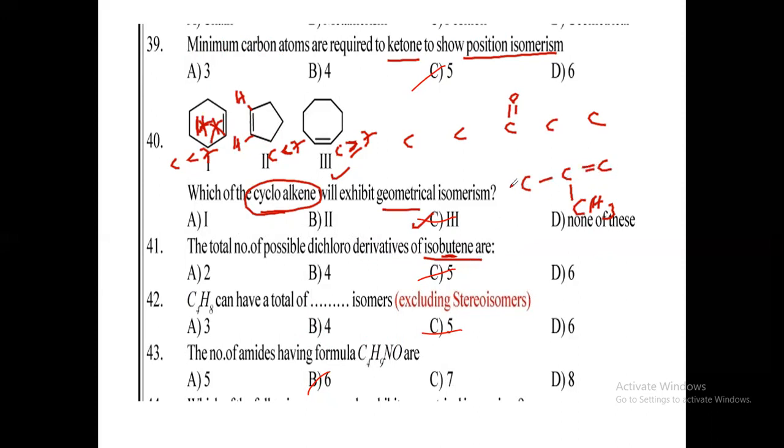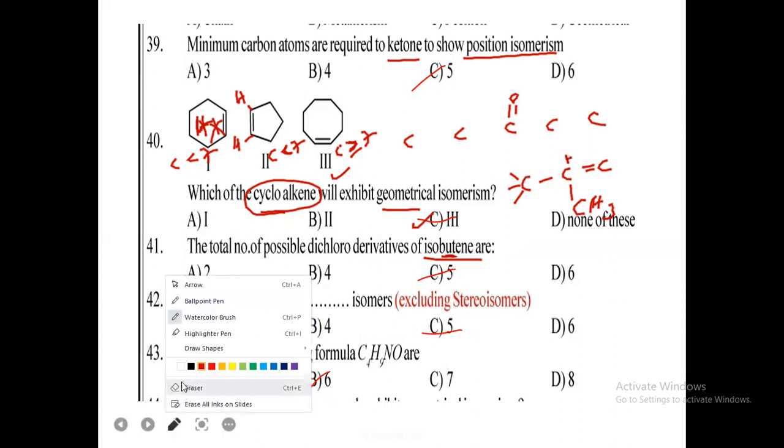Suppose it is a single bond. Now here how many bonds are available? 3. Here is one bond available or not? No, it is not available here. The bond is not available here.